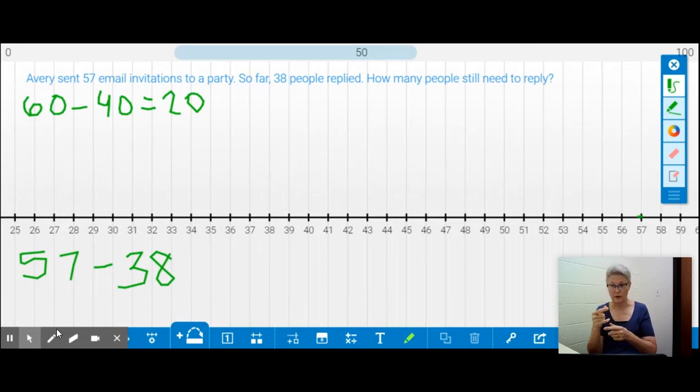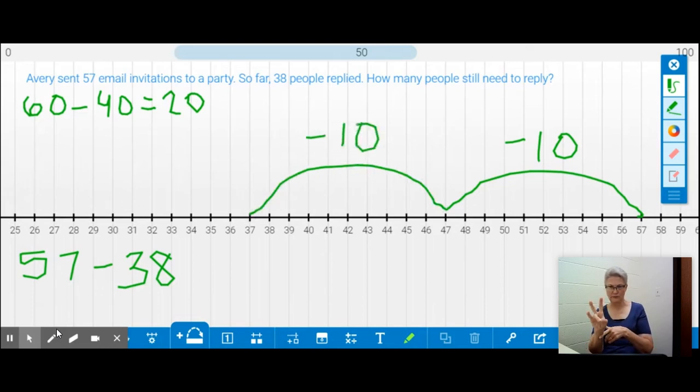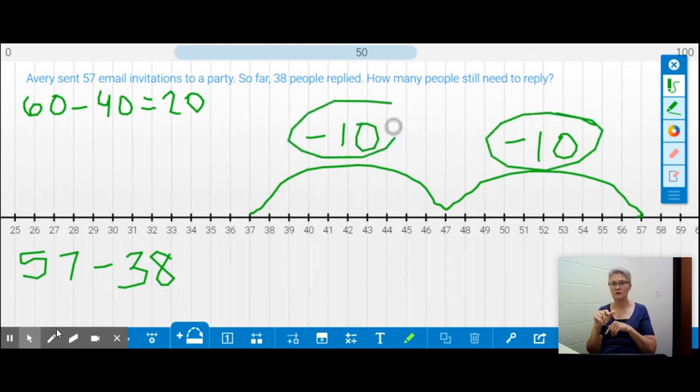So if I start at 57 and I take away a group of 10, I get to 47. I'm going to try that again. I'm going to take away another group of 10 because that's a number that's easy for me to count by mentally. So 47 minus 10 is 37. So when I do 57 minus 37, I get an answer of 20 because I took away 20.